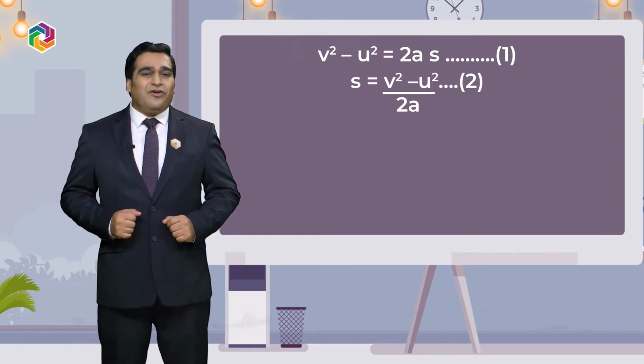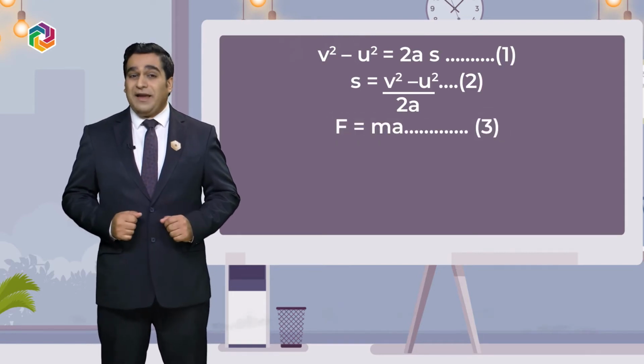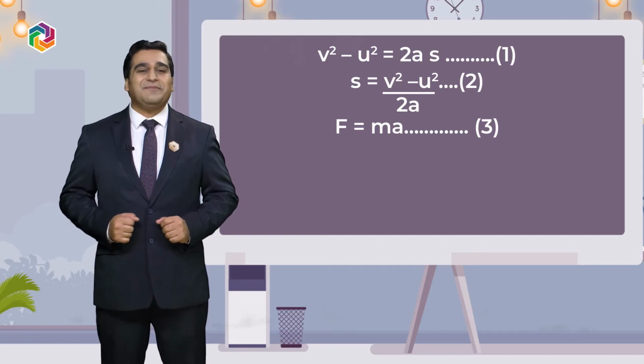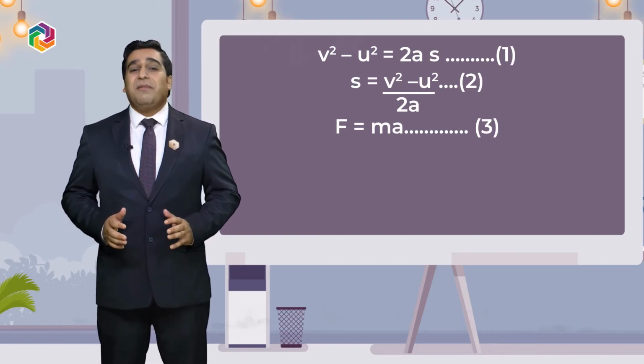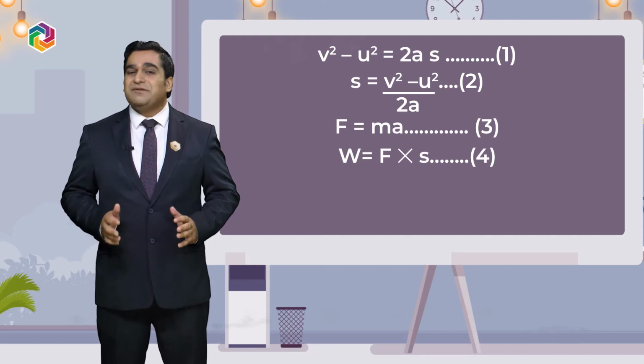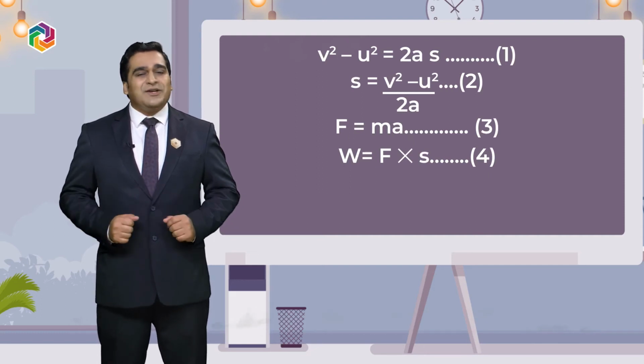From Newton's second law, we have F equals ma. Call it equation number 3. Work done is given by W equals F times s. Call this equation number 4.